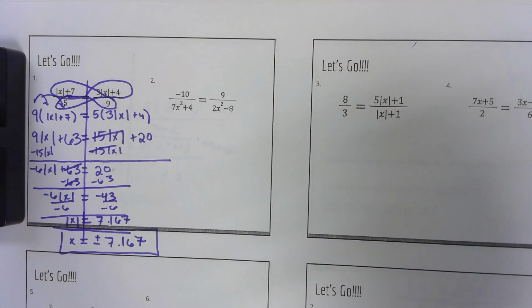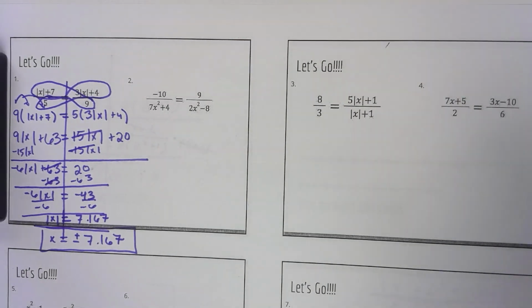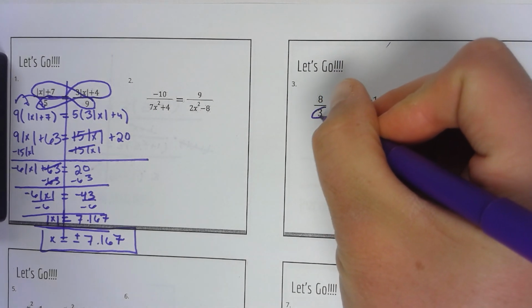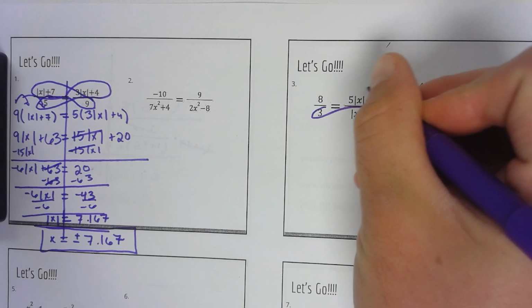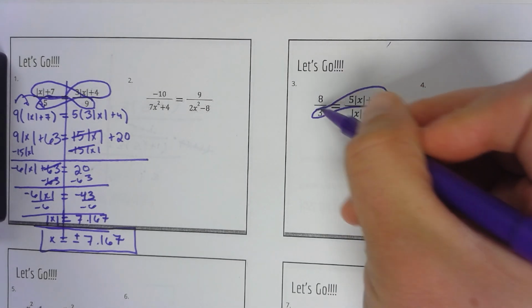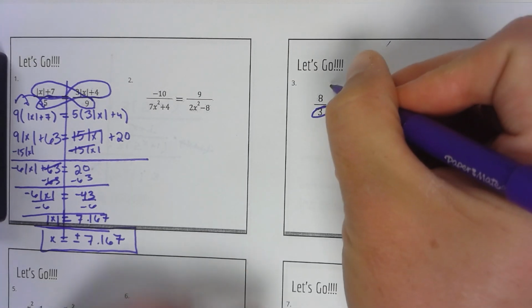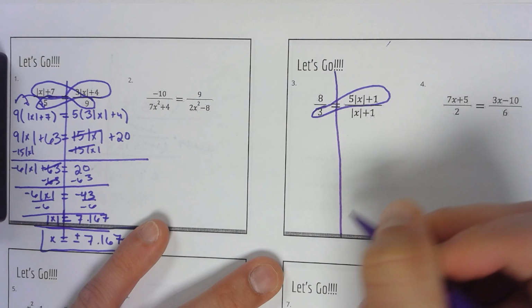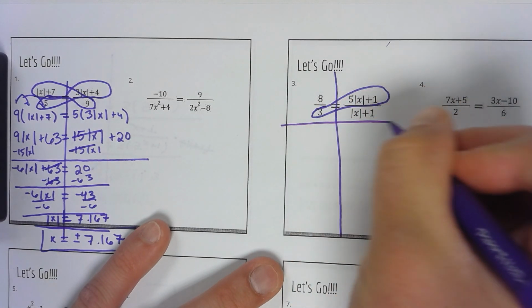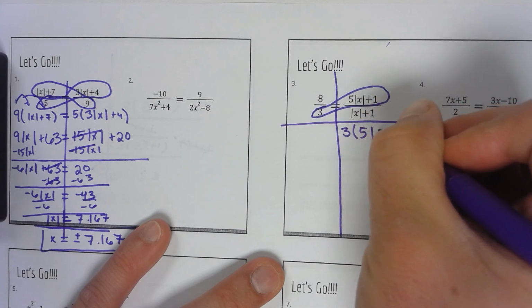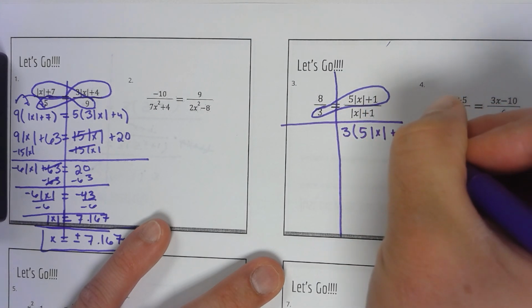Okay, number 3, I want to get rid of the dividing, and I'm going to first get rid of the dividing by 3. So I'm going to take that 3. I know it needs to multiply to both sides, so it cancels out on the left side. And then the 3 will have to distribute to the 5x plus 1. It does not matter if I put it on the left side here or the right side. I'll put it on the right side, so I get 3 times 5 absolute value of x plus 1.